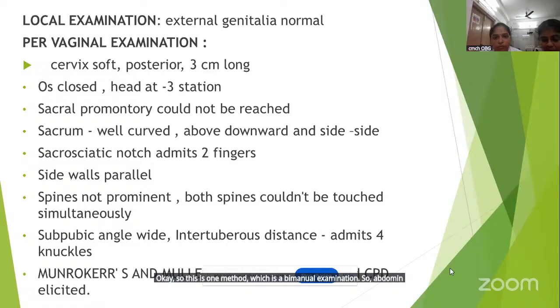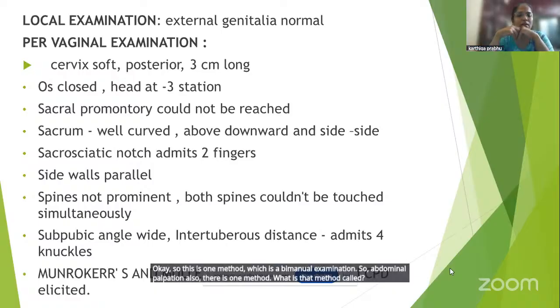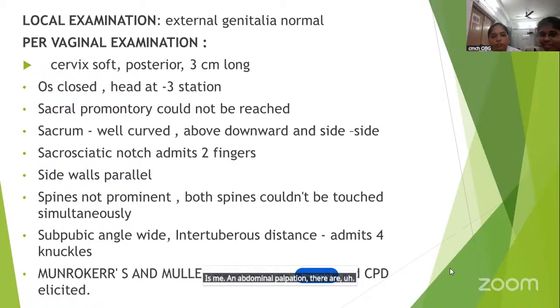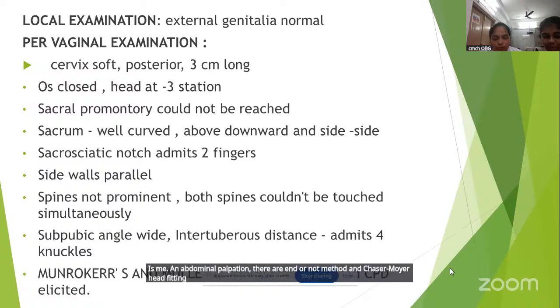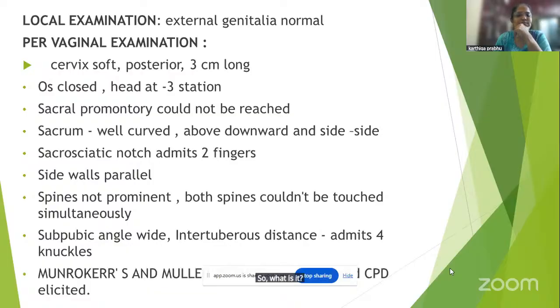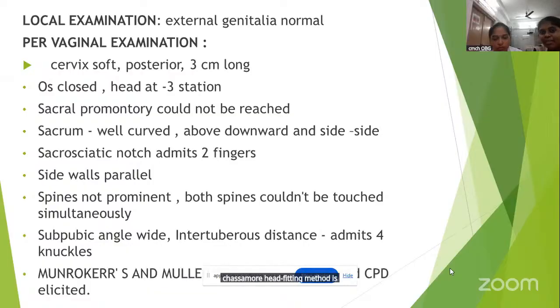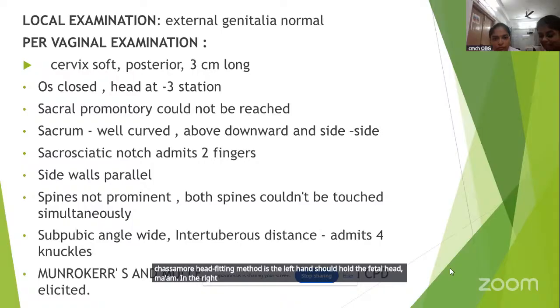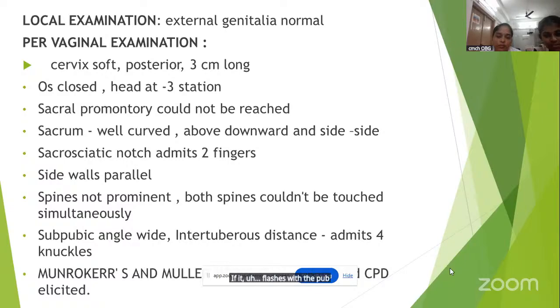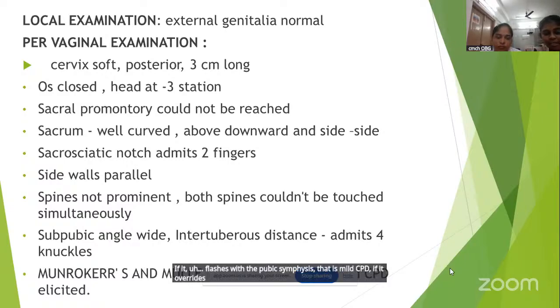Yes. So, ma'am, in abdominal palpation there are also methods. What are they called? On abdominal palpation, there are the Ian-Donald method and the Chasser-Moyer head fitting method, ma'am. So what is that? In the Chasser-Moyer head fitting method, the left hand holds the fetal head, and the index and middle fingers of the right hand are placed over the pubic symphysis. On pushing the head backwards and downwards, if the head crosses the pelvic brim and goes inside, there is no CPD. If it flushes with the pubic symphysis, there is mild CPD. If it overrides the pubic symphysis, there is major degree of CPD, ma'am.